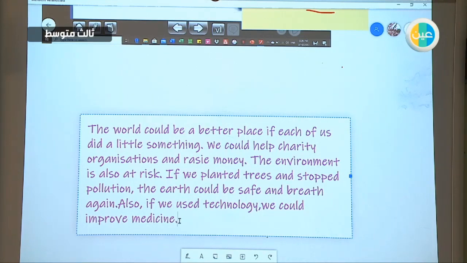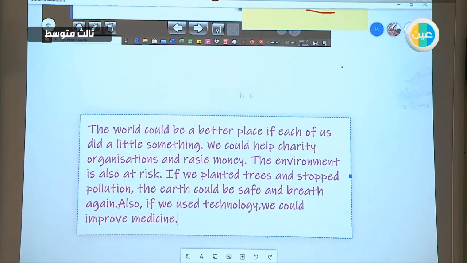You can say, for example, if we raised money, we could support charity organizations. If countries work together, there would be peace in the world. If countries stopped wars, this would be a better world. So you can come up with as many sentences as you can use.